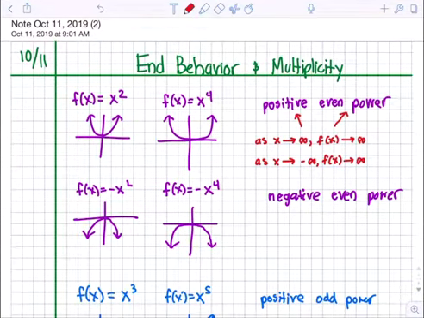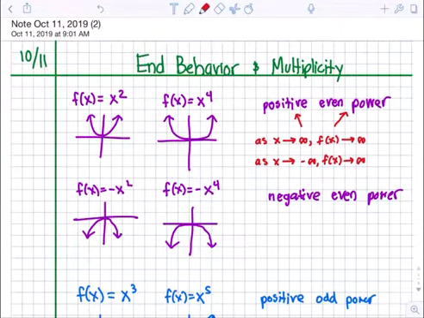So let's talk about that. If we look at either one of these two graphs, as x goes to infinity, or as x goes to the right, f of x, the y values, go up, which is positive infinity. And as x goes to negative infinity, or to the left, notice how the graph goes up. f of x goes to infinity. So that's what the end behavior for positive even powers looks like.